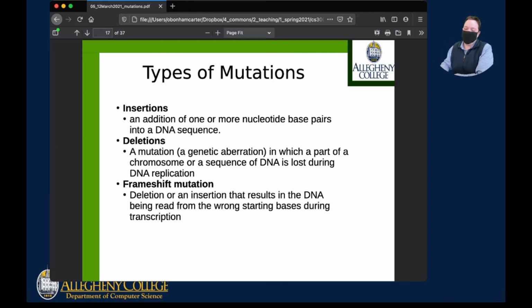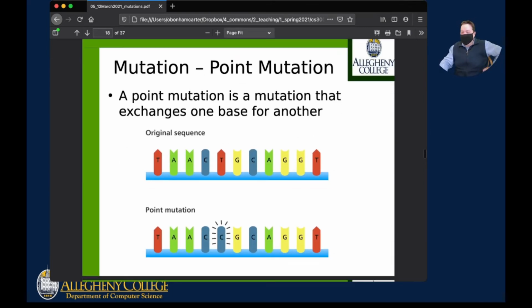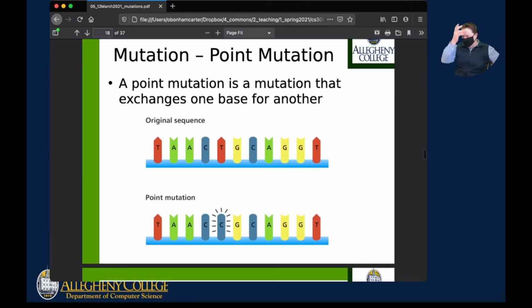Anyway, I have a slide that talks about the frame shift mutation. It's actually quite interesting. Anyway, let's talk about these mutations then. In terms of DNA, how does this mutation look? So here we are with a point mutation where what we see is T, A, C, T. The T has miraculously become a C.